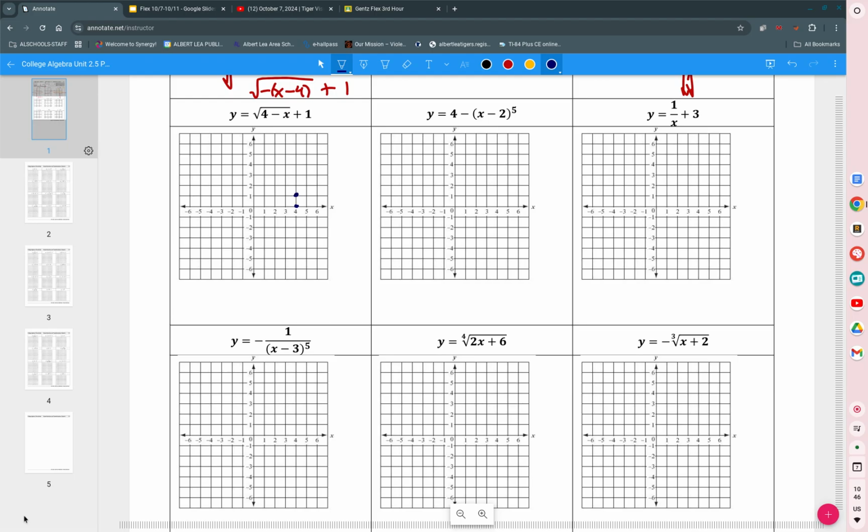Up 1. And then is it going to head off to the right, to the left? Is it going to be flipped vertically, horizontally? Is it going to be flipped? No. So the negative is on the inside. If it's on the inside, does that impact it horizontally or vertically? Horizontally is on the inside. So this is going to flip it horizontally. So instead of heading off to the right, this one will head on off to the left.